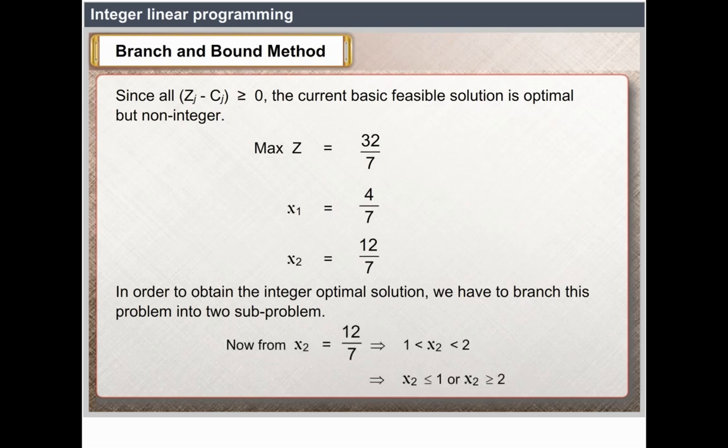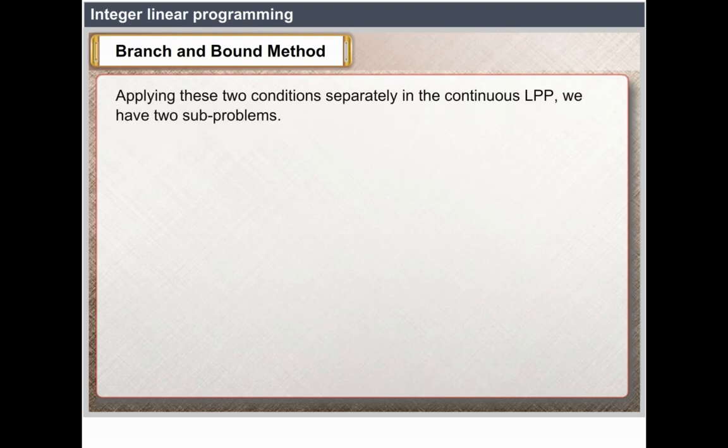Now, from x2 equal to 12 by 7, this implies 1 less than x2 less than 2. This implies x2 less than or equal to 1 or x2 greater than or equal to 2. Applying these two conditions separately in the continuous LPP, we have two subproblems.